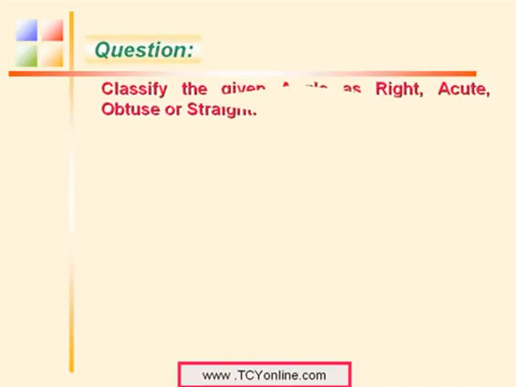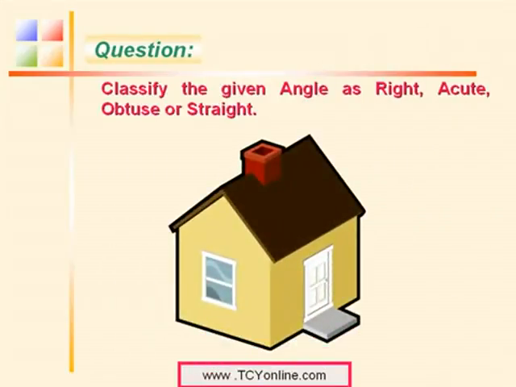Now similarly, let's look at this question. Again, we need to classify the given angle as right, acute, obtuse or straight. Now this is a picture of a house, and we need to tell which type of angle this is. We can see that these two sides are standing on each other, so it appears to make a 90-degree angle. And we are also aware that a right angle has a measure equal to 90 degrees. So that means this is simply a right angle.